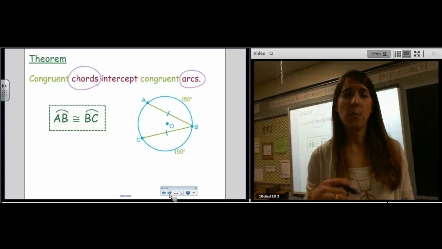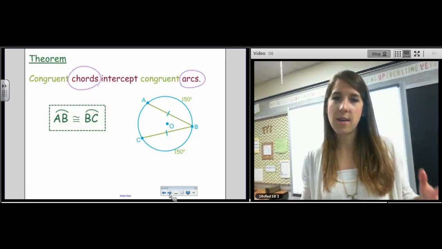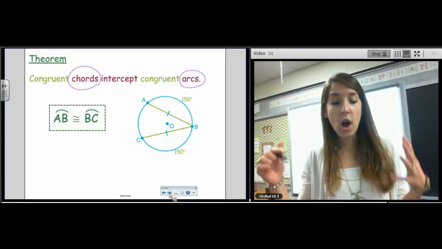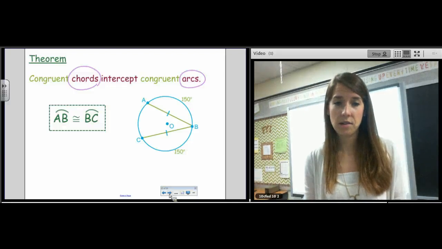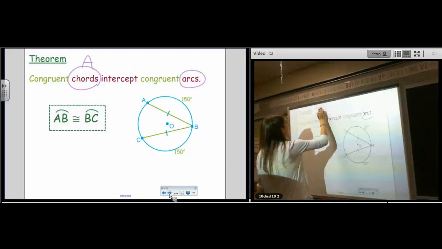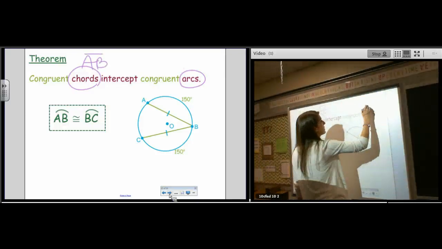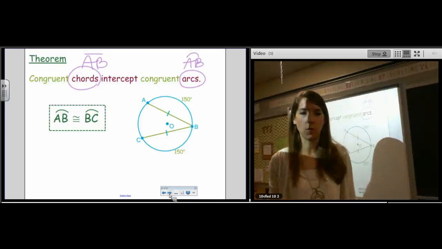Are we okay with that word intercept? It's the arc that surrounds the endpoints is pretty much what it is. So if it's chord AB, then the arc that it intercepts is arc AB. They have common endpoints.